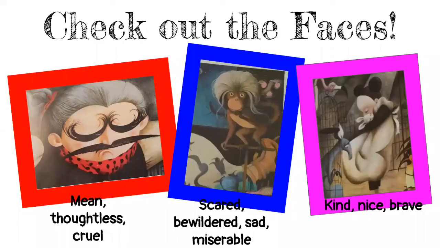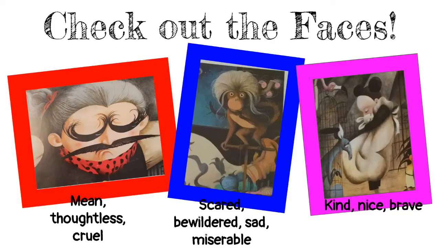So check out these faces in our book. We have Mr. Walnut, and he was mean, and he was thoughtless, and he was cruel. And then we look at our animals, and all of our animals, not just our little monkey here, but he was the best one. Looking at our animals, they were scared, they were bewildered, they were sad, and they were miserable. And then finally we have Mina, and Mina we talked about was our positive character. She most definitely was our protagonist in the story. She was kind, she was nice, and she was brave.